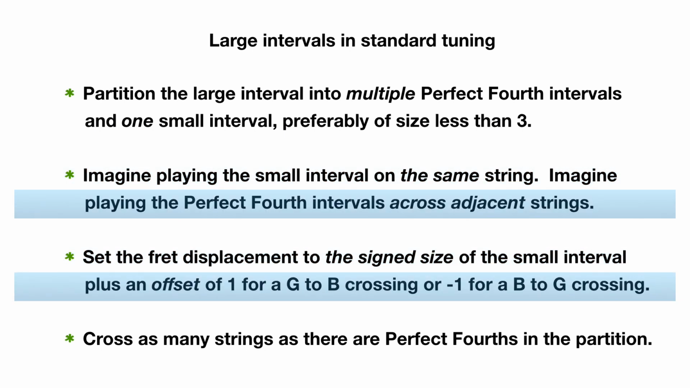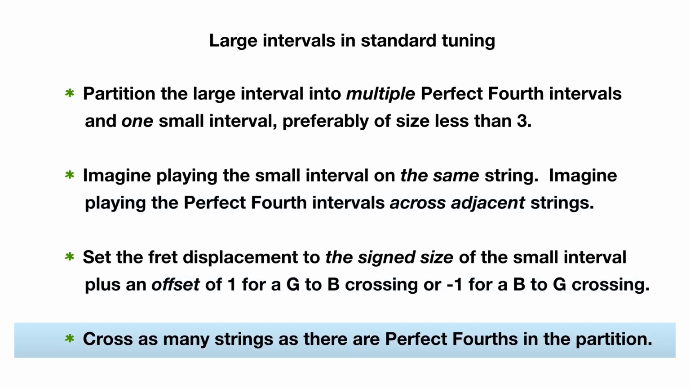We imagine playing the perfect fourths across strings, and so they contribute nothing to the fret displacement unless one of the string pairs is G and B. How many strings do we cross? If you have no perfect fourth interval in the partition, you stay on the same string. If you have one perfect fourth interval, you cross one string.